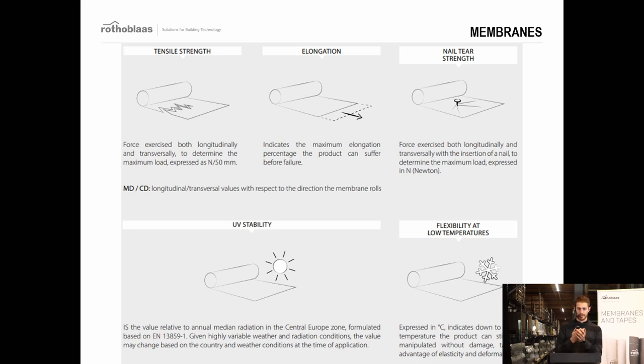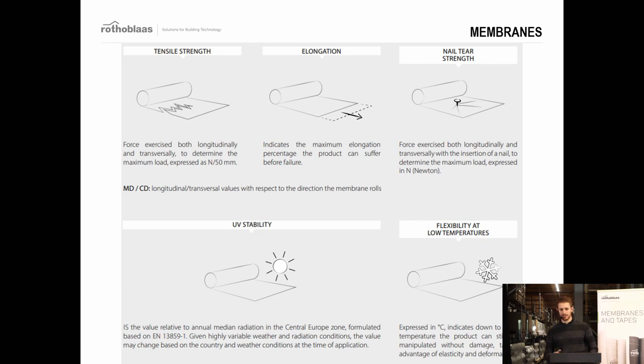There is a possibility that the membrane tends to tear apart. So, for example, when you're placing a membrane onto an inclined roof pitch, it's important to choose a membrane that has a very good tensile resistance, for example, to prevent tearing.